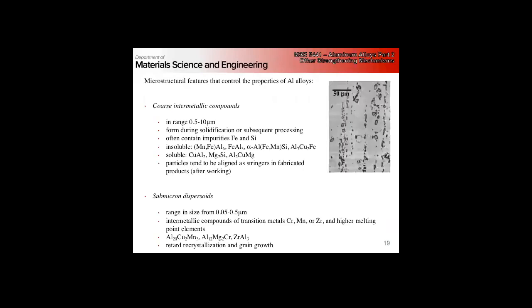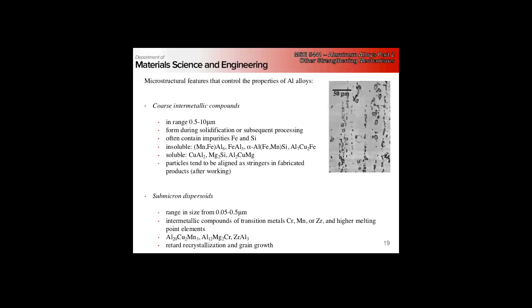And then this range here: coarse intermetallics, half a micron up to tens of microns. They tend to form because of impurities. We can generally break them into soluble and insoluble, and they end up aligning themselves in stringers as a result of deformation processing.